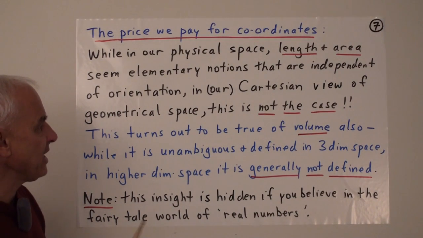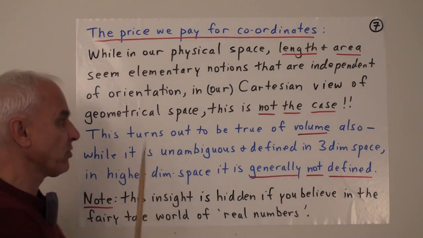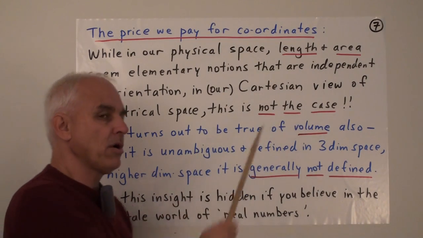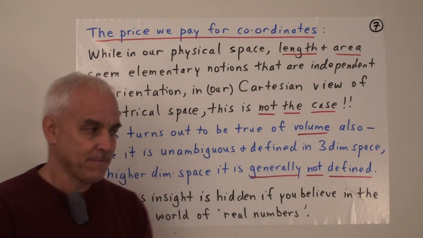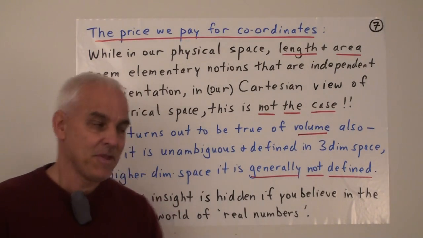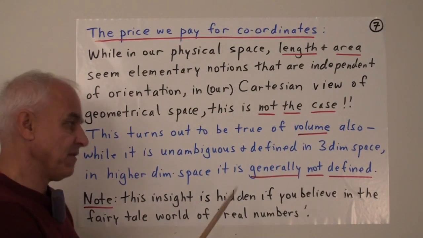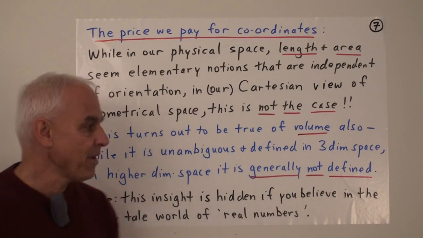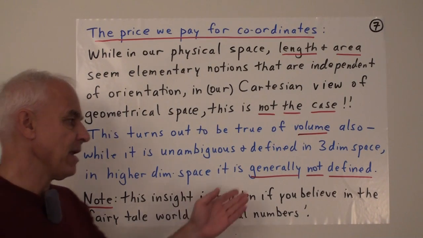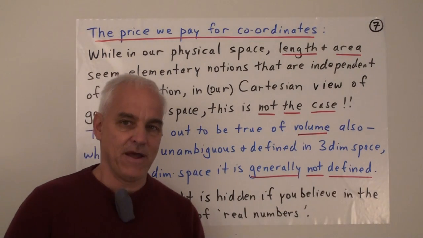What we're seeing is that in our Cartesian view of geometrical space, in other words, the mathematical view, this is no longer the case. It turns out that this is true of volume as well. Volume is unambiguous and defined in three-dimensional space. But when we extend it to higher dimensional spaces, it again is generally not defined.